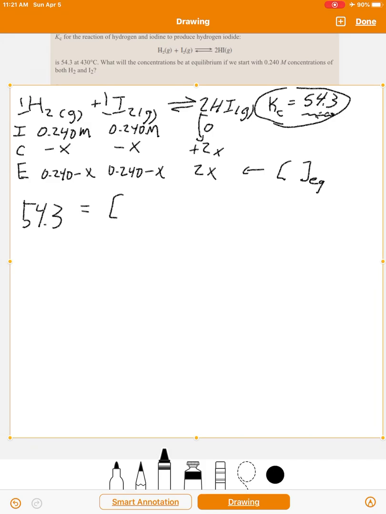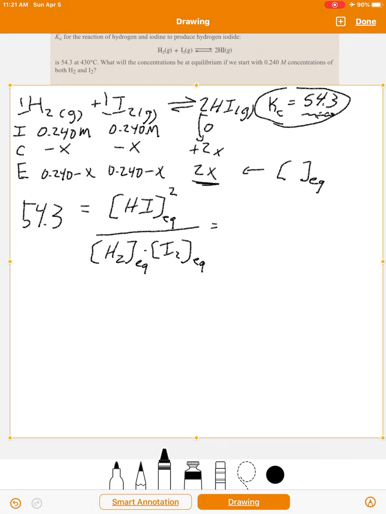is going to be equal to the concentration of HI at equilibrium squared, don't forget those coefficients, divided by the concentration of H2 at equilibrium, divided by the concentration of I2 at equilibrium. So that would be, here's our terms. These are algebraic terms, but they're just like numbers. 2x squared, right? It's HI, and HI is 2x, so it's HI squared, so it's 2x squared.